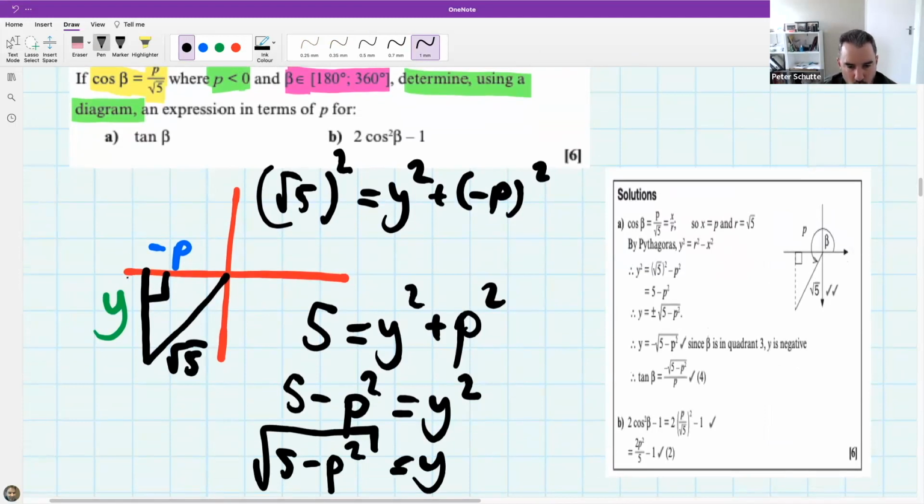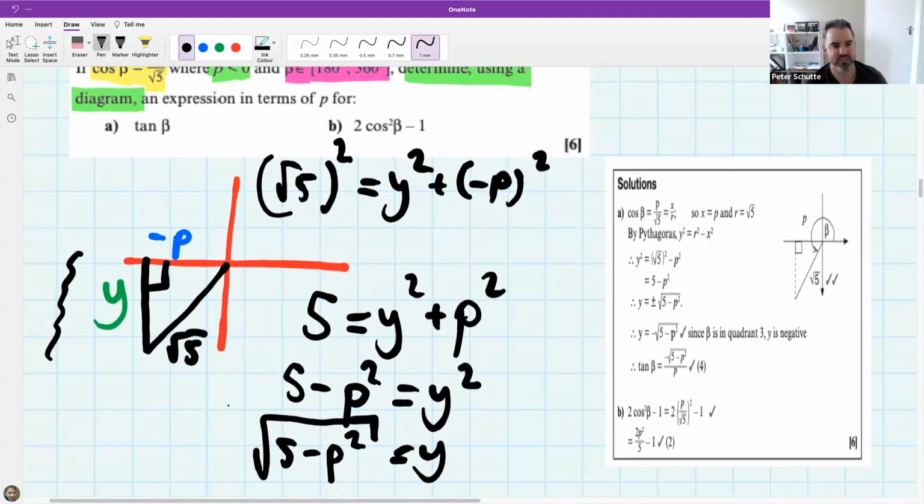But if you look at y, is y going to be negative or positive? If you look at where y is, it's going to be negative or positive? Look at where it's sitting. It's hanging out down here. Is y negative or positive? Okay, it's negative because of the quadrant it's in. And so this y value can be positive or negative, but because of where it is, it's just going to be negative.